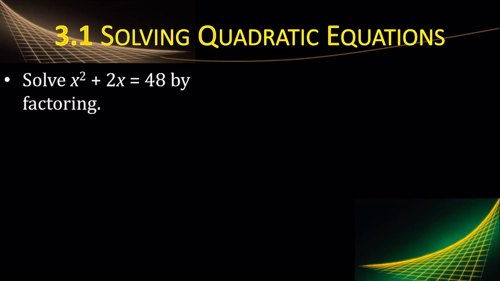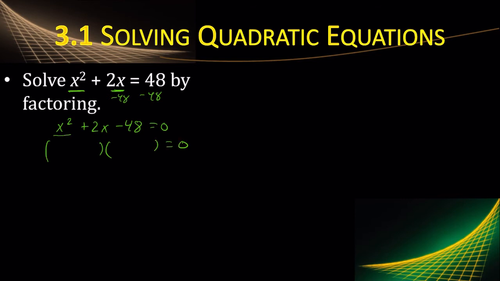Let's try some solving by factoring. Well, first of all, notice we have both an x squared and an x, so we cannot do square roots. So we have to do something other than square roots. Could graph it, but most people don't like that. So we'll try factoring. Make it equal to 0. So we're going to subtract 48 from both sides. And then we're going to try factoring.